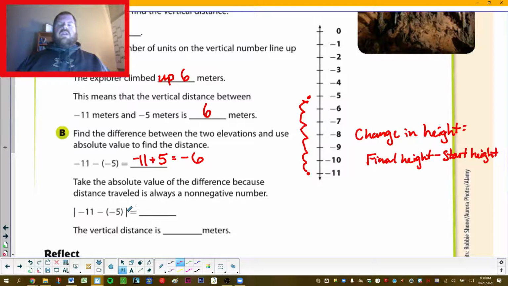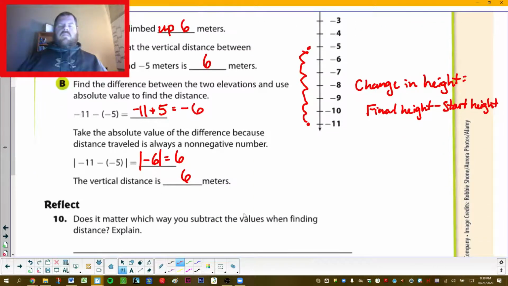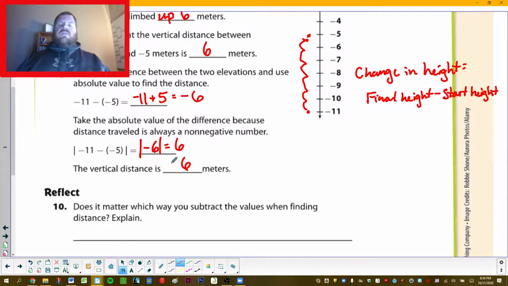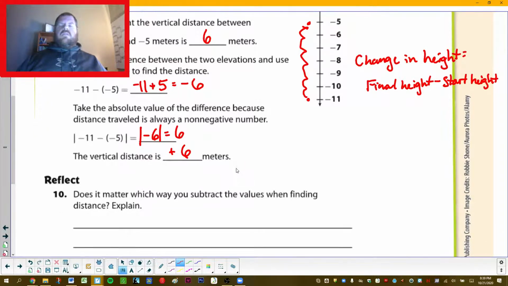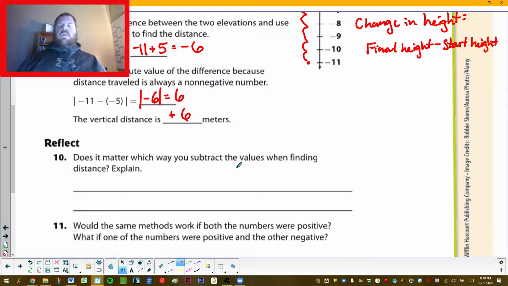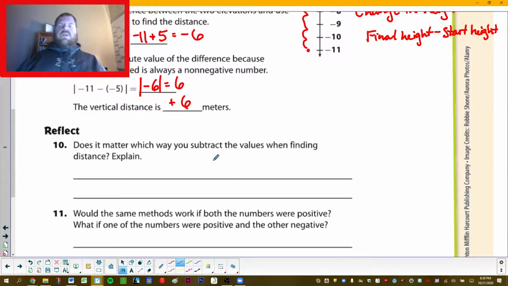But if we take the absolute value of this negative 6, remember absolute value talks about the distance away from 0, so it strips away any negative signs. And so the vertical distance is 6 meters. You might even say that it's more specifically positive 6. Distance is always positive. Okay? Doesn't matter which way you subtract values when finding distance.